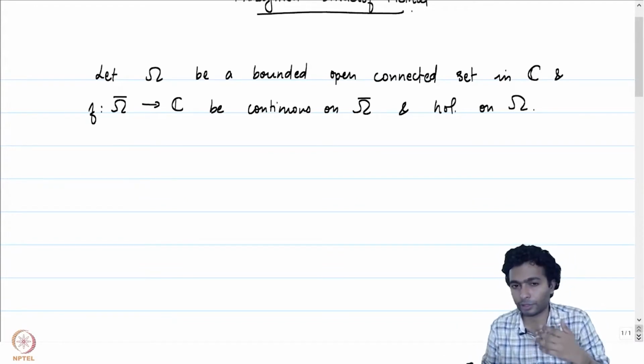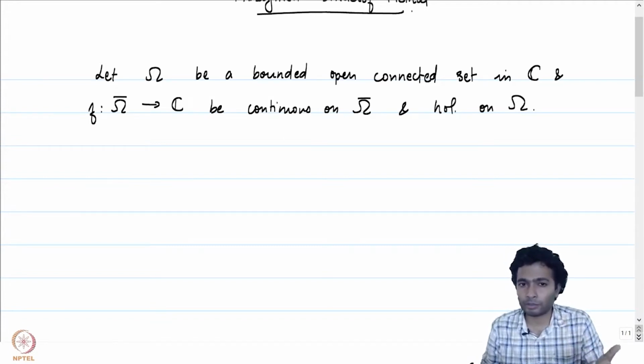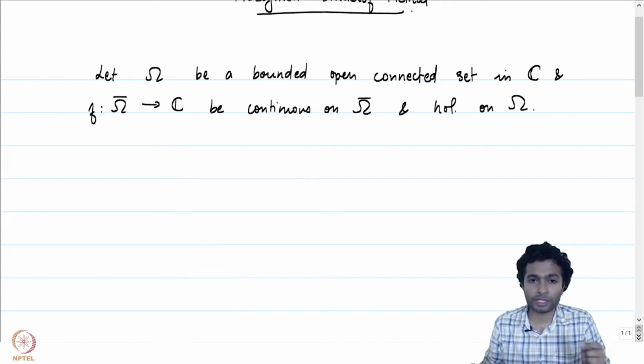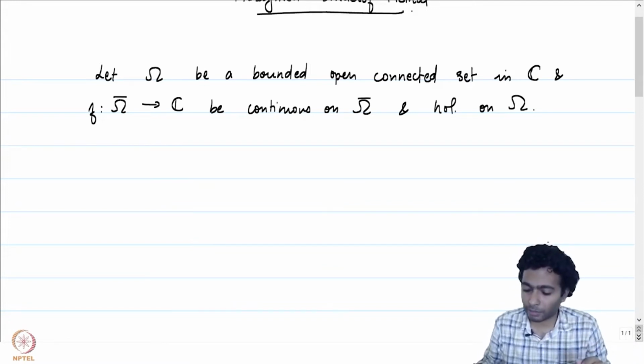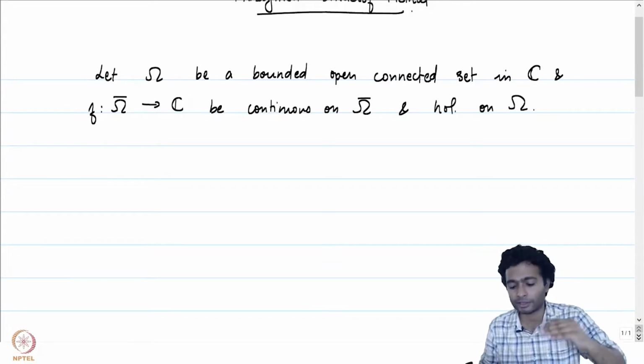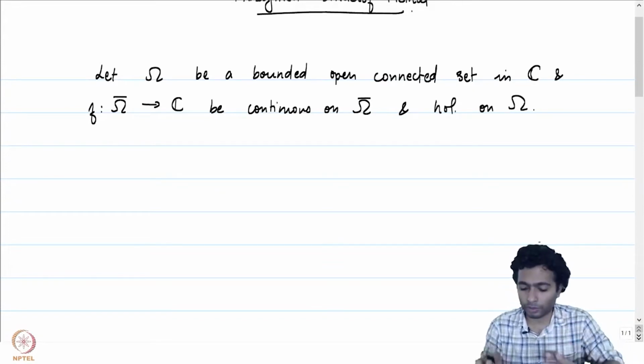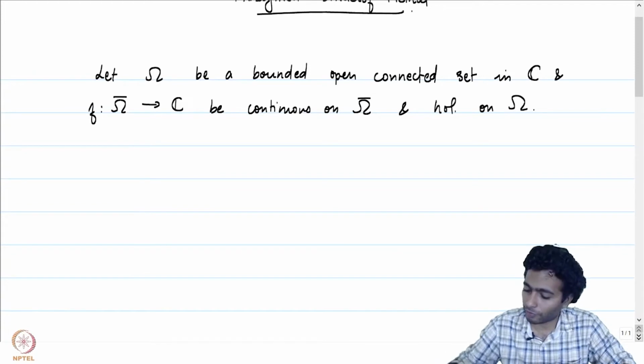Of course, holomorphicity on omega certainly implies continuity on omega, but we didn't know anything about how the function f behaved on the boundary of omega, which is also now a part of omega bar. We are demanding that f extends continuously up to the boundary. That is the condition we have put forward.